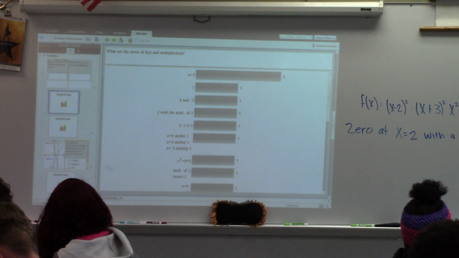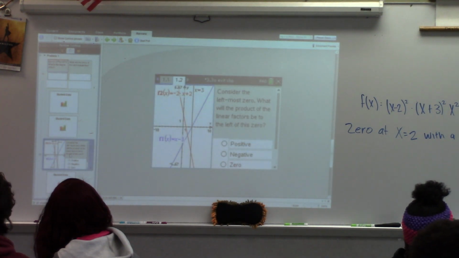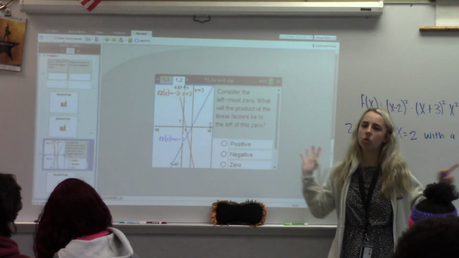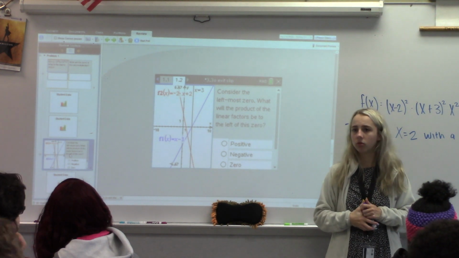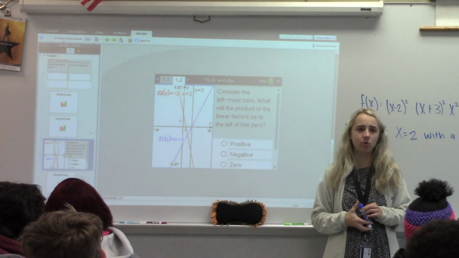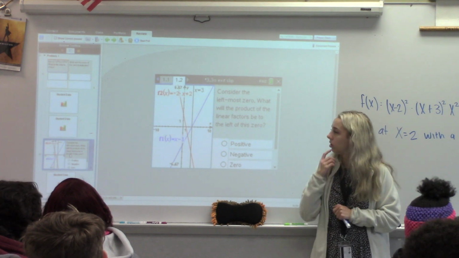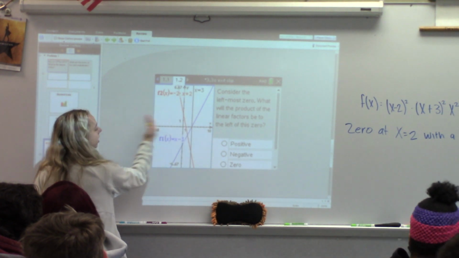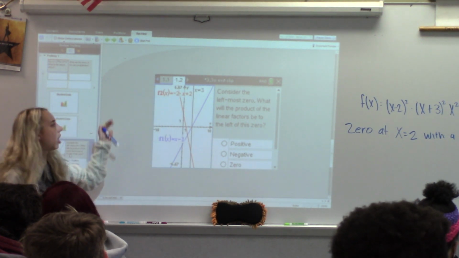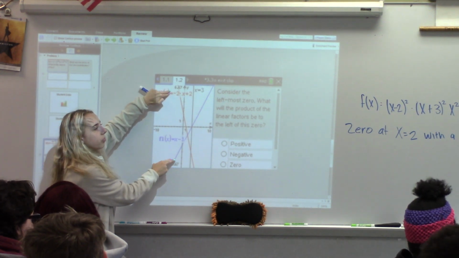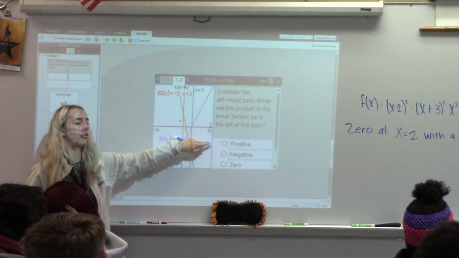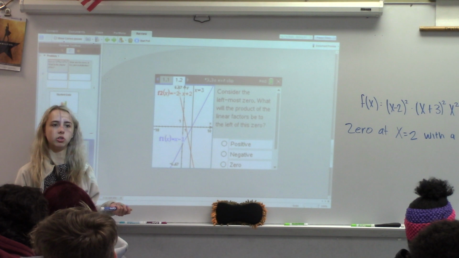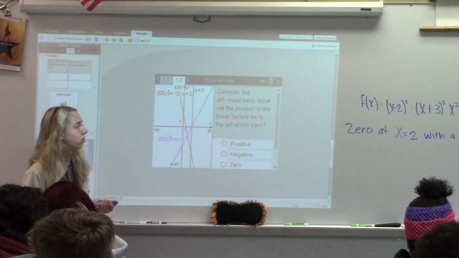And then our last question is going to jump us off where we left yesterday. It says consider the leftmost 0. Okay, where am I looking at on the graph? What 0? X equals 0. Okay, so let's look at x equals 1, and then it wants everything to the left of it. So then we have to decide, okay, the product of this factor and this factor on this side of the 0, is it going to be positive, negative, 0, or none? None. I don't think that's an option. Negative. Okay, where are you guys getting negative from? There's one going down.